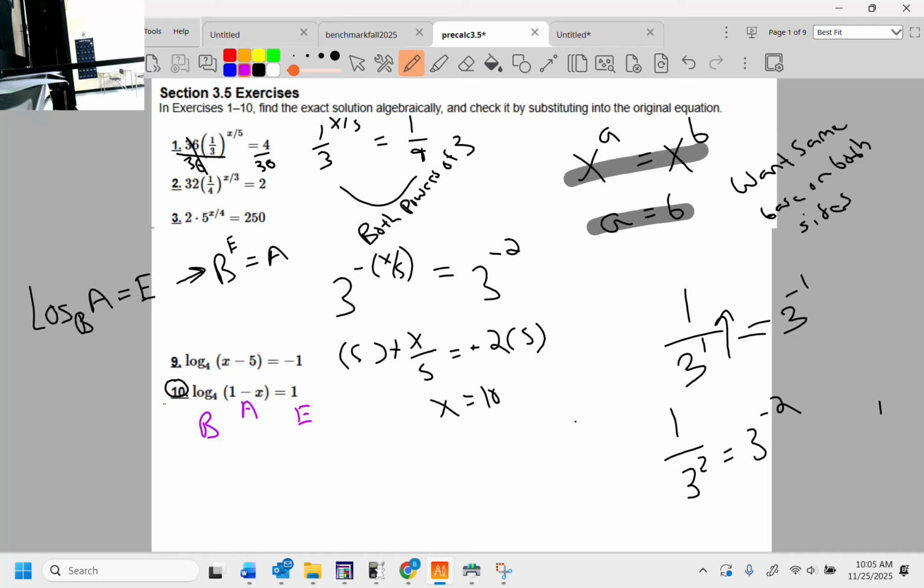So base is going to be 4. What's it going to get raised to? 1 minus x. 4 to the first is 4. 1 minus 4 is 3. Divide out your negativity. And x is negative 3.